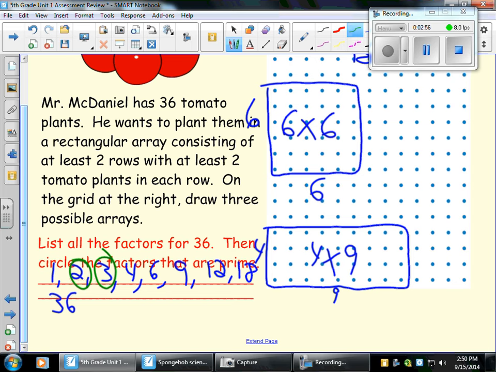6, we have 1 times 6 and we have 2 times 3. So that makes 6 a composite number. 9, we have 1 times 9 and 3 times 3. So that makes 9 a composite number. 12, we have 2 times 6. 18, we have 3 times 6. 36, we know that's not a prime number because of all those factors we just listed. Those are all our prime numbers.